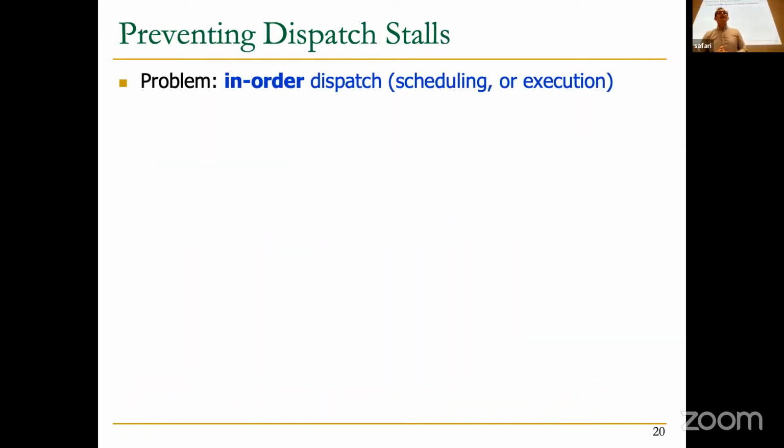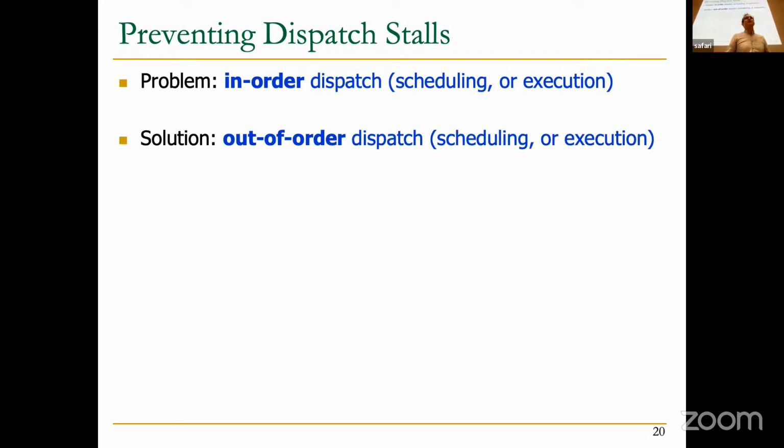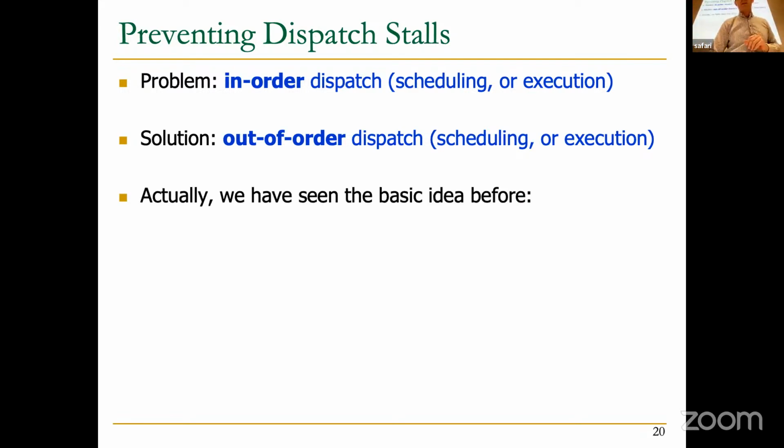So basically, the problem is really in-order dispatch or in-order scheduling or in-order execution. The solution that we're going to pursue is really out-of-order dispatch. Basically, figure out some way of dispatching these instructions out of order. Of course, you need to make sure that everything still works correctly. That's why we're going to add a lot of hardware. But we've seen the basic idea before, actually.